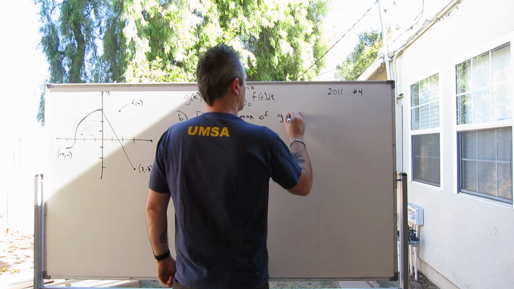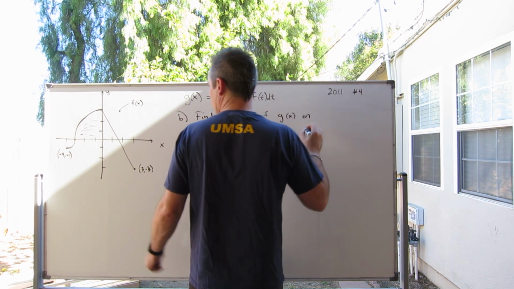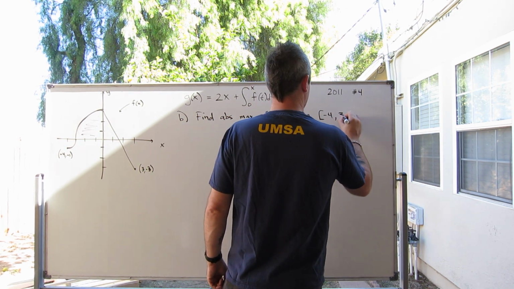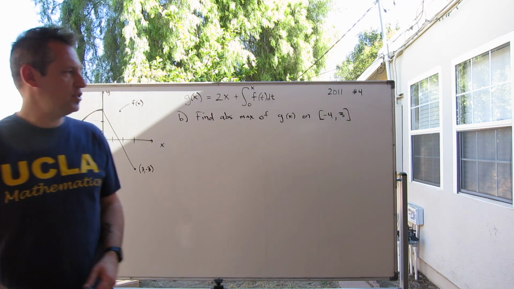of g on the interval from negative 4 to 3. So we're finding the absolute max of this function.